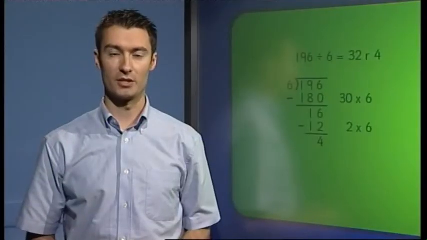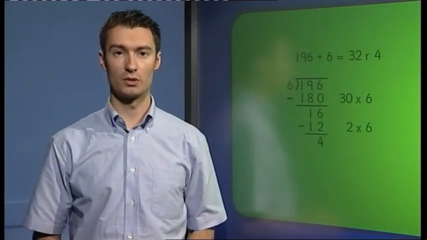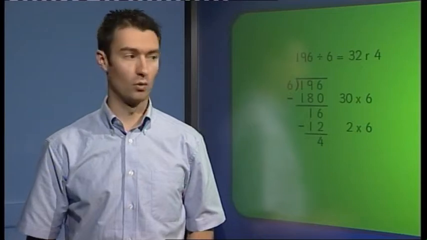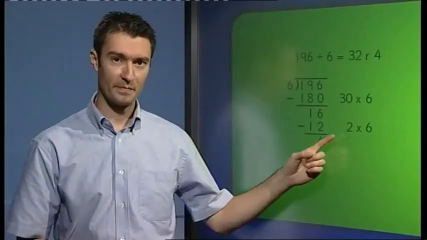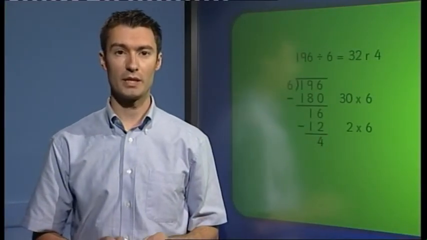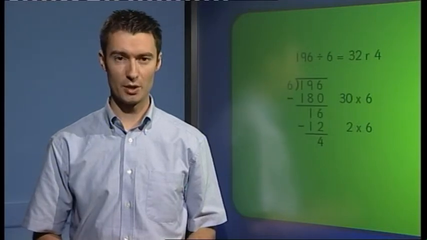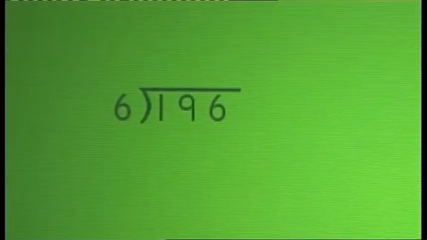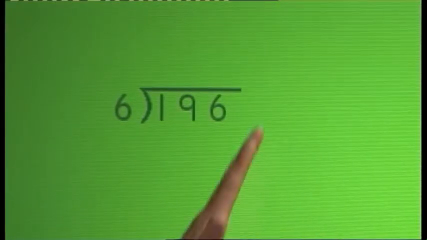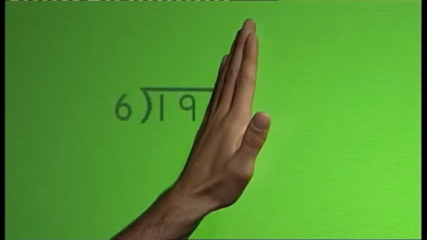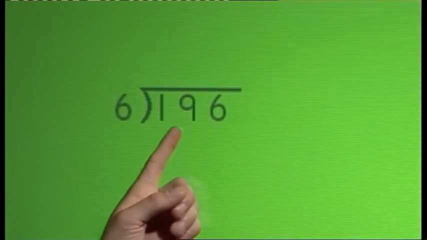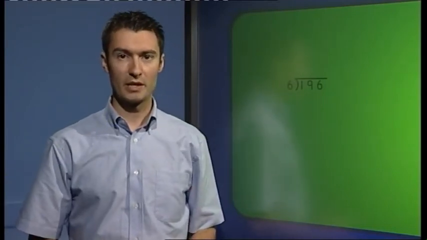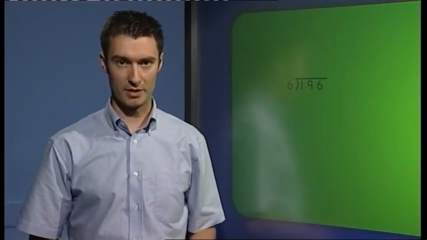What I'm going to do now is to show you how to do this sum as short division. And the big difference is that you're not going to write down all of this stuff. We're only going to write as much as we need and no more. Let me show you. We start with the sum written out in the same way. Ignore the units and just work with the tens. And there are 19 tens. That's 190. But it doesn't matter if you just say 19 to yourself.